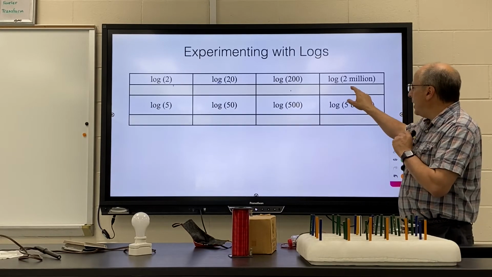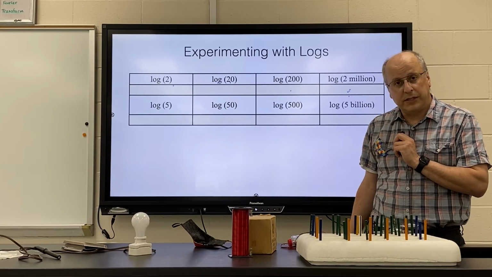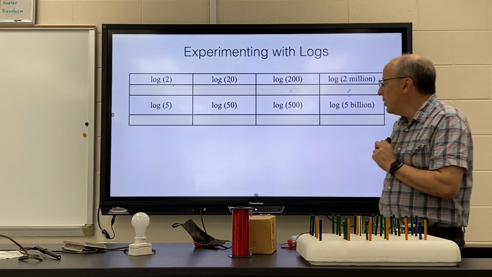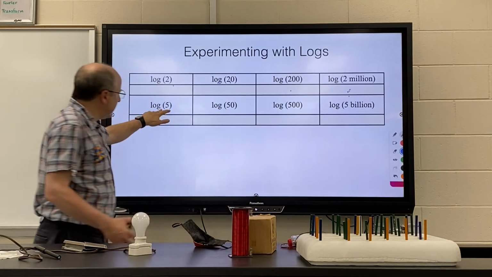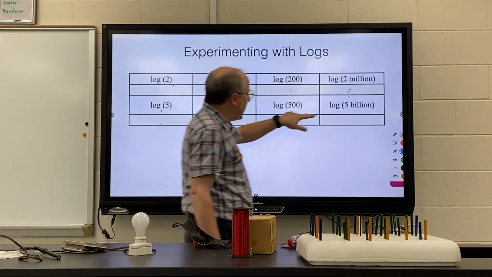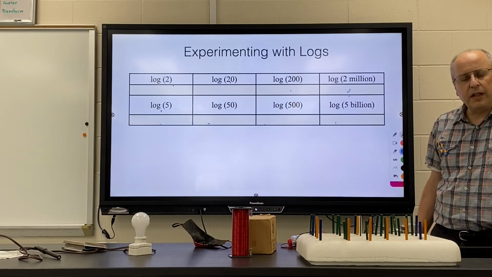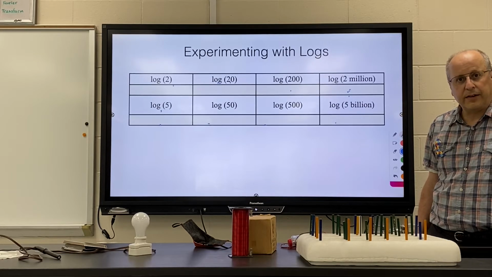But at that point, I hope you can figure out what the log of 2 million would be without actually using the calculator. Do the same thing. On the calculator, do log of 5. Then see if you could figure out the other 3 without the calculator. And then if you'd like, check them on the calculator.